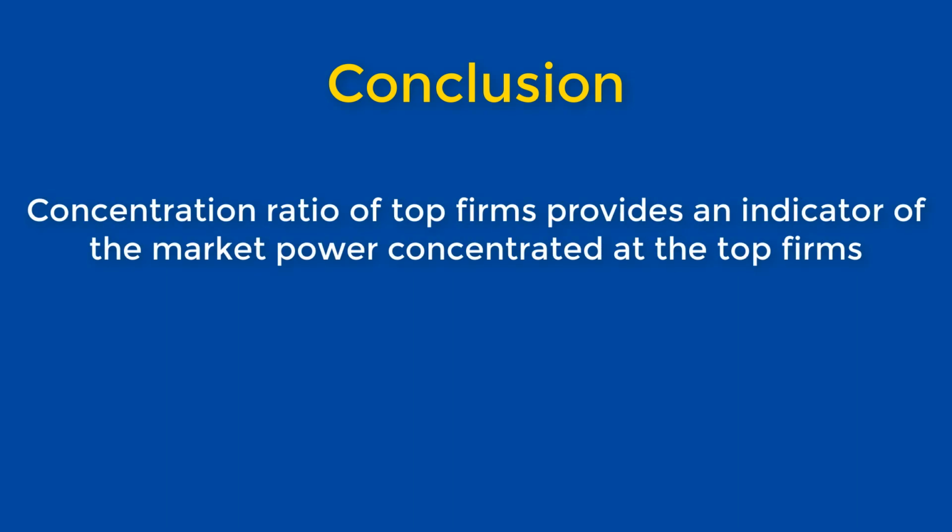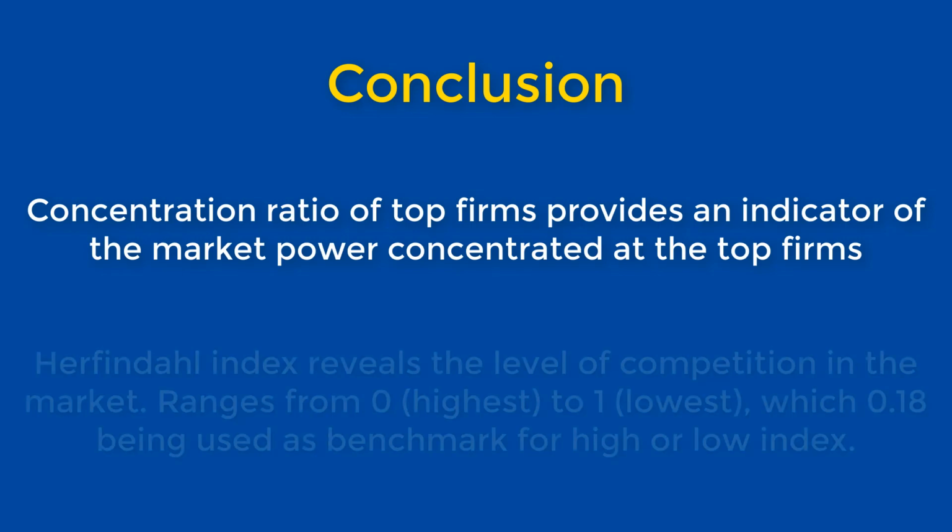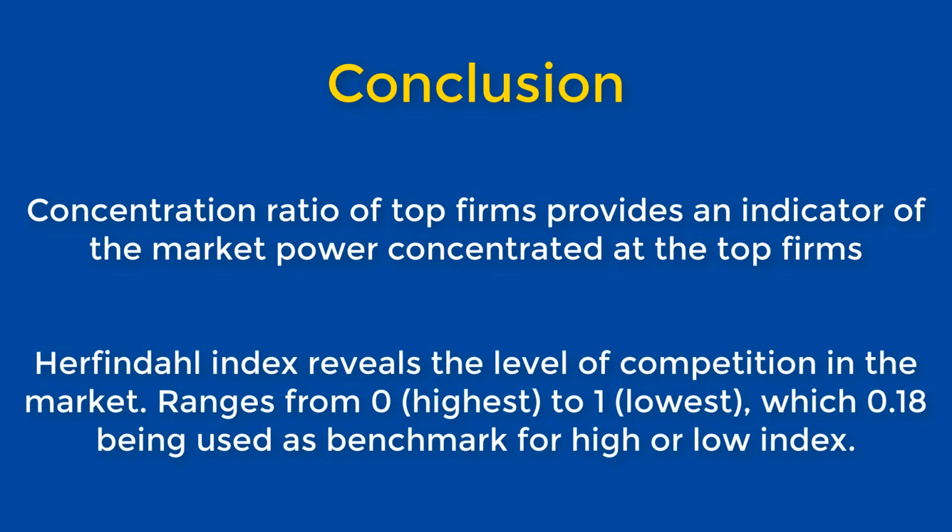In conclusion, the concentration ratio provides an indication of the market power that is concentrated at the top firms. The Herfindahl index reveals the level of competition in the market. The range of possible Herfindahl index values is from 0 to 1. The range from 0 to 0.18 represents high competitiveness. The range from 0.18 to 1 represents low competitiveness.